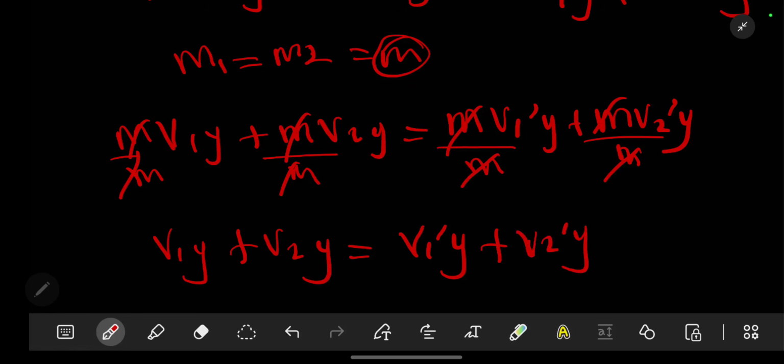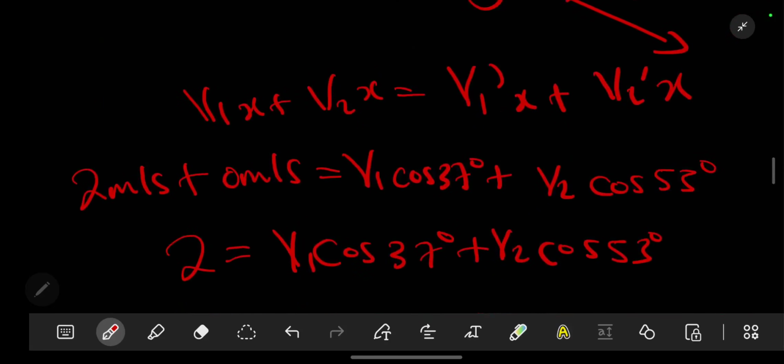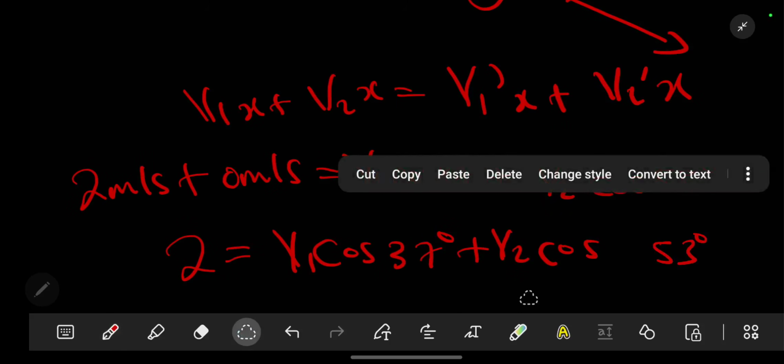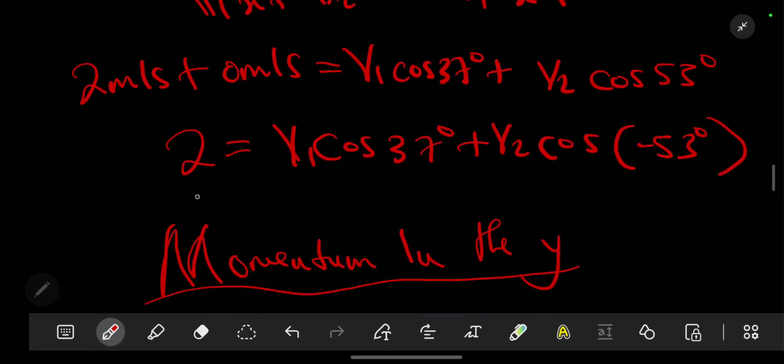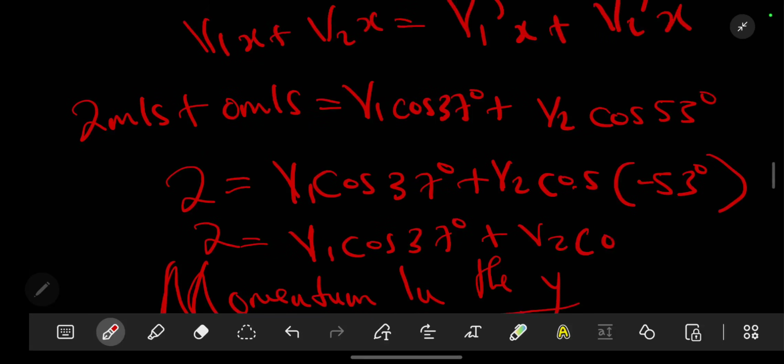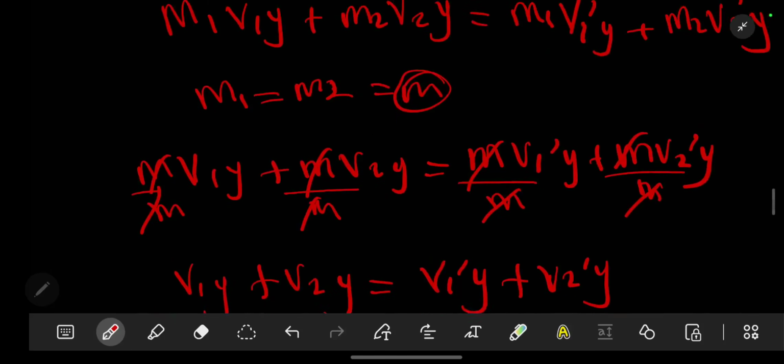So this is what we have. Did I put cosine of 53? Don't forget the negative, very important. So the cosine of negative 53, to give you 2 should be equal to v1 cos of 37 degrees. The cos of a negative and the cos of a positive are still the same, so it will just be v2 cosine of 53 degrees.